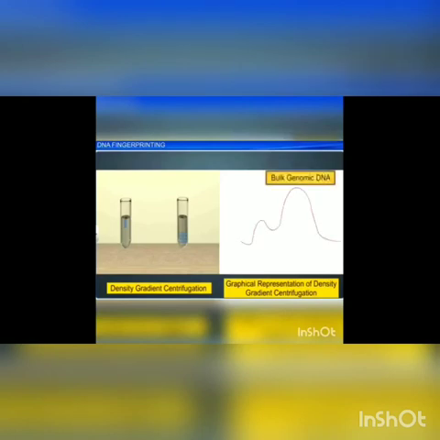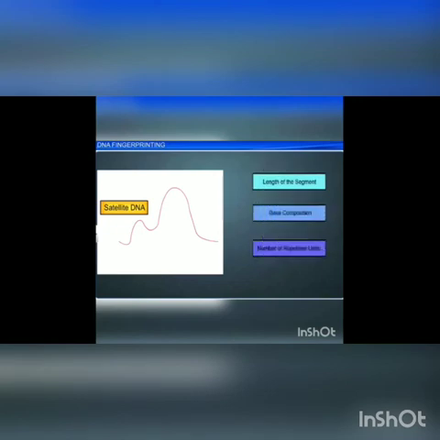This repetitive DNA is separated from bulk genomic DNA as different peaks. The bulk DNA forms a major peak and the other small peak is called satellite DNA. Depending on the base composition, length of the segment and number of repetitive units, the satellite DNA is classified into two types, minisatellite and microsatellite.